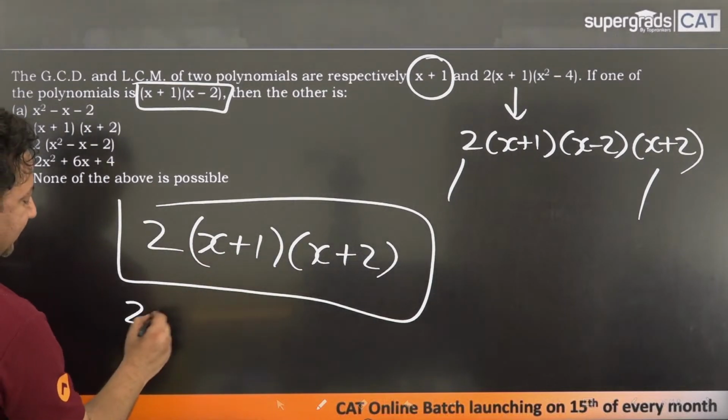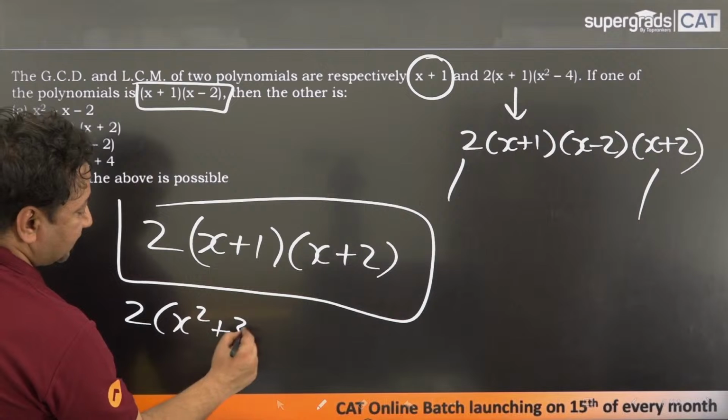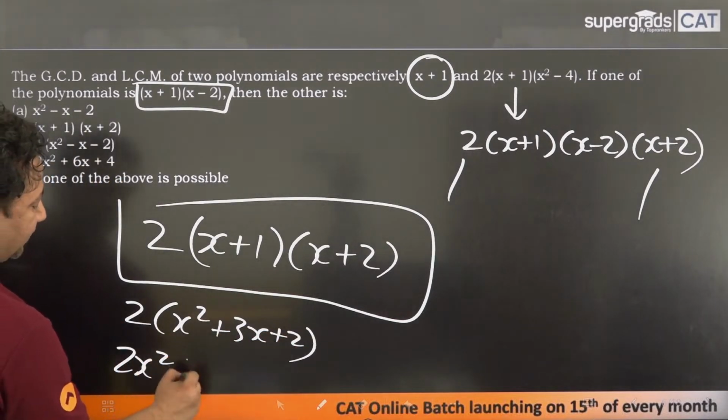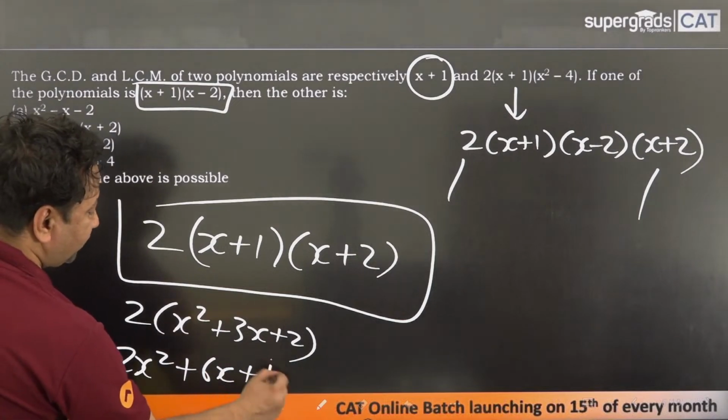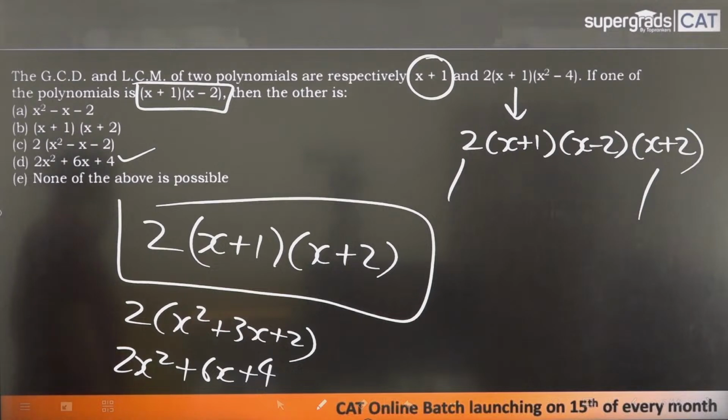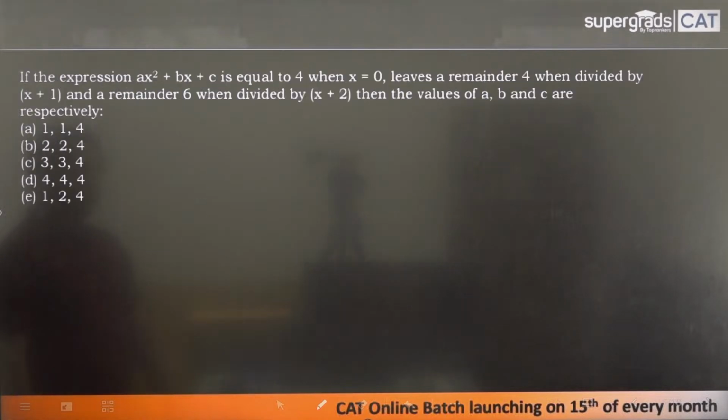Let us expand this. I'll get x squared plus 3x plus 2. Opening the bracket, I'll get 2x squared, just double of it, plus 6x plus 4. That is option D. Very good. Vishal, Kashish, Shivansh, well done. An easy question. Let us go to the next one.